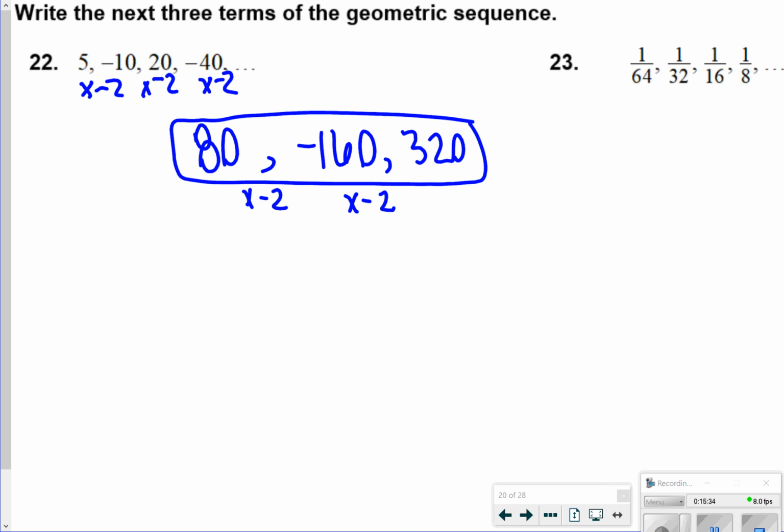For number 23, I am also multiplying by 2, which in turn is making it smaller every time. So my next three would be 1/4, and then 1/2, and then 1. Or maybe you could think about it as dividing the bottom number by 2, but you're still technically just cutting those in half.